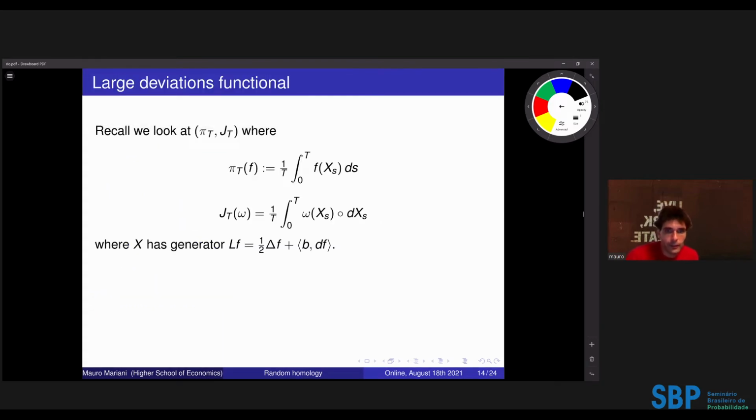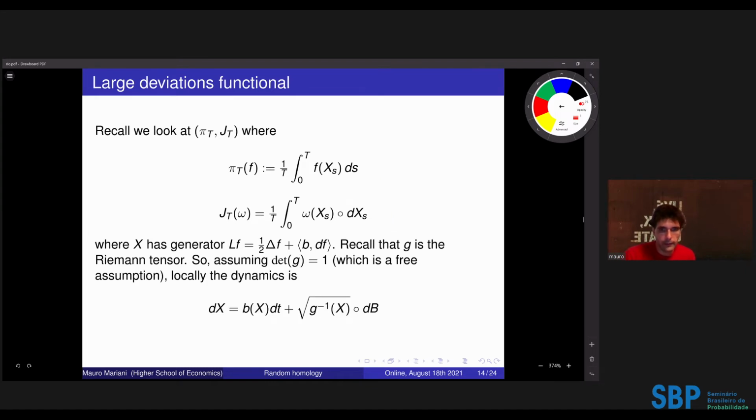So, the large deviations I really don't want to go into; most of the people here know how to make this large deviation better than I do. So we look at these two objects, the empirical measure and the empirical current. And this is the generator of the process, where G here is the Riemann tensor. I will not use this notation, but if you want to write in coordinates, you just locally on the chart on the manifold take the determinant of G equal to 1. This is just a conformal transform; the functionals are not invariant under conformal transform, but they change in a simple way. So you can just take determinant G equal 1 without basically loss of generality.